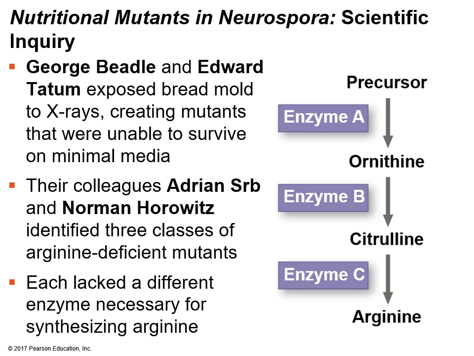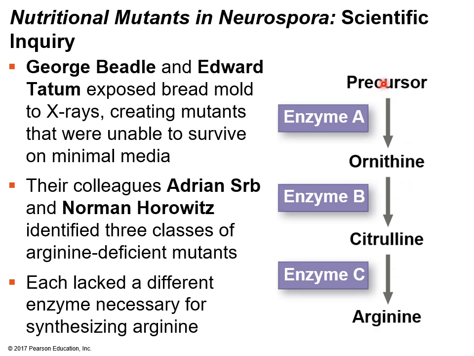So to the right, we see a metabolic pathway, which consists of more than one chemical reaction. We have our first chemical reaction, where we convert the precursor into ornithine. We have our second reaction, where we convert ornithine into citrulline. And we have our third reaction, where we convert citrulline into arginine.